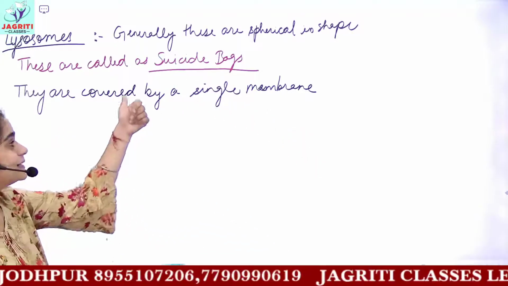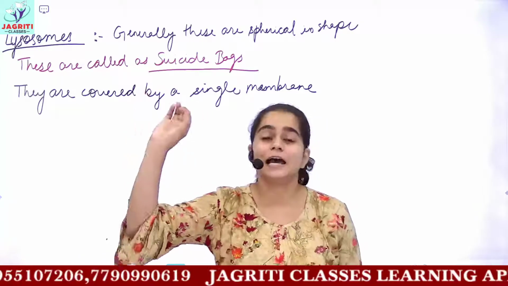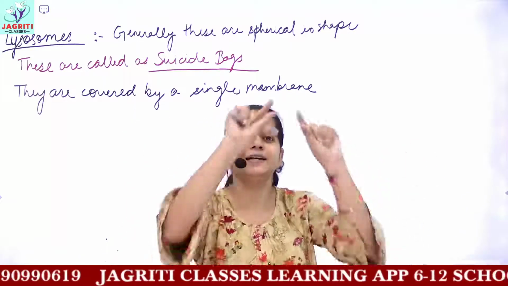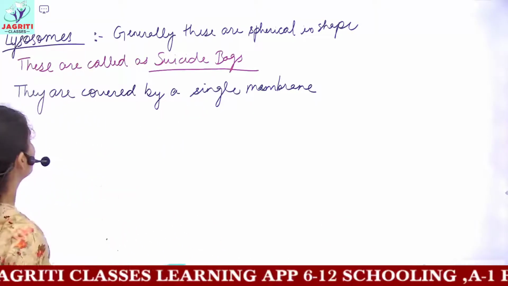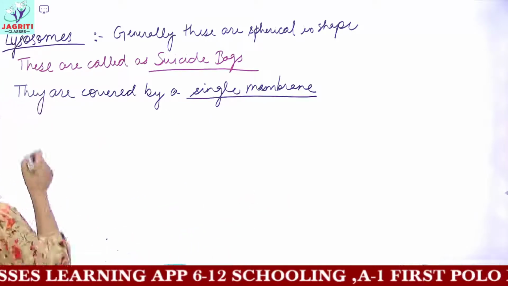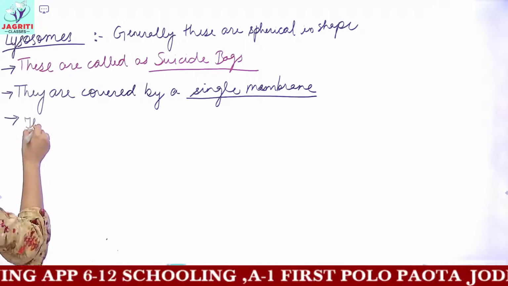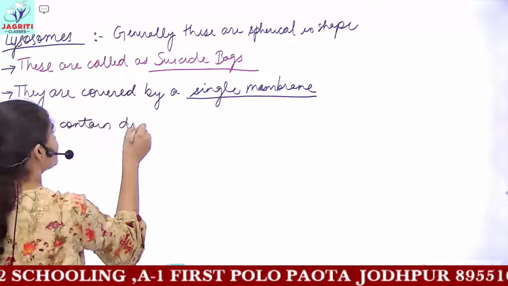We'll discuss in the last which organelles contain a double membrane. Like if I say nucleus, you'll say nucleus had a double membrane, which was the nuclear membrane. But these lysosomes are covered only by a single membranous structure. Then the next point would be, they contain digestive enzymes.